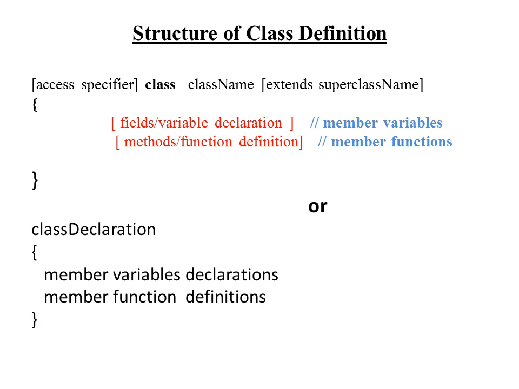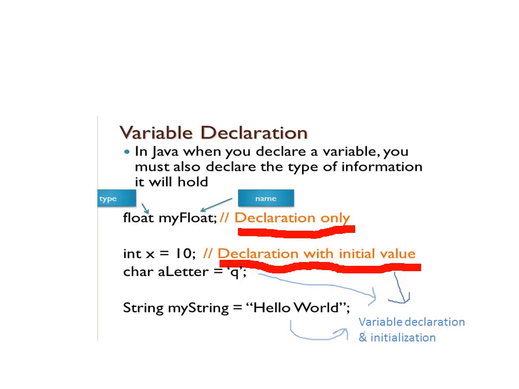Now, in the next slide, we will discuss what a member variable declaration is, followed by member function definition. Now, what is a variable? A variable is a named memory location which has some space in the memory. In Java, when you declare a variable, you must also declare the type of information it will hold. This is known as variable declaration.